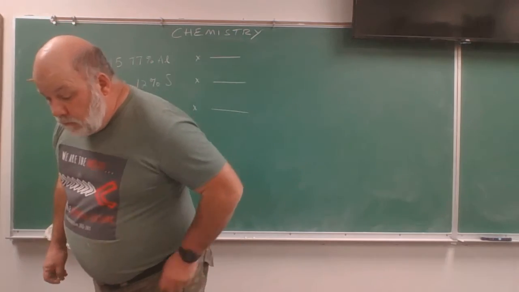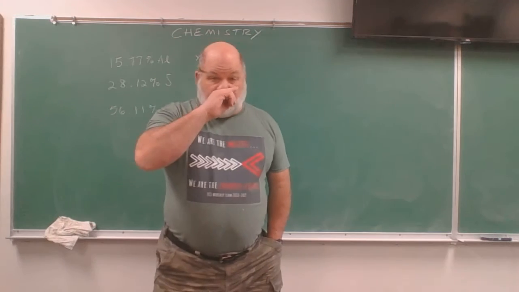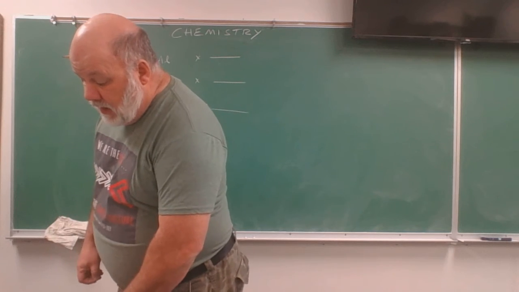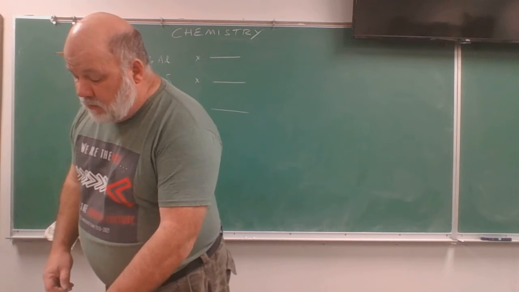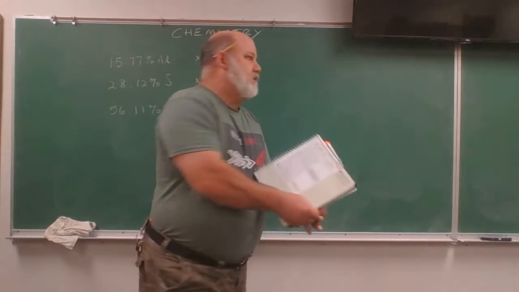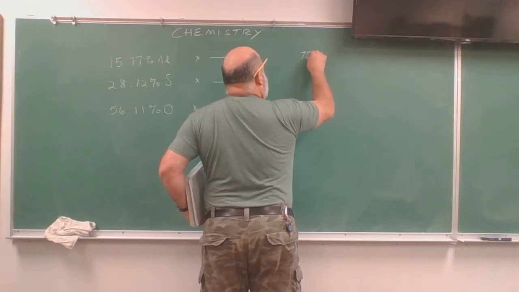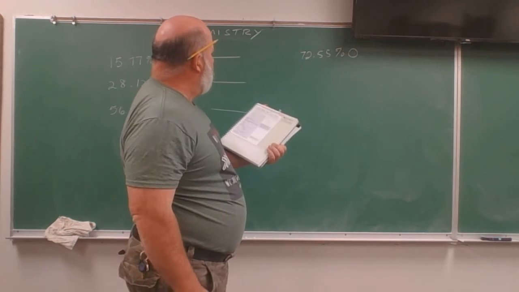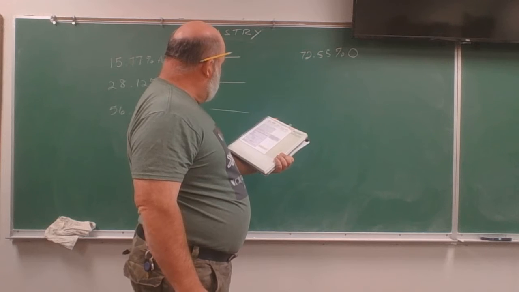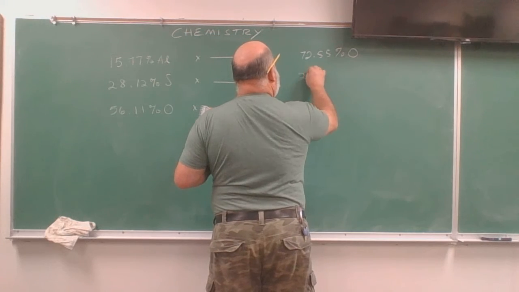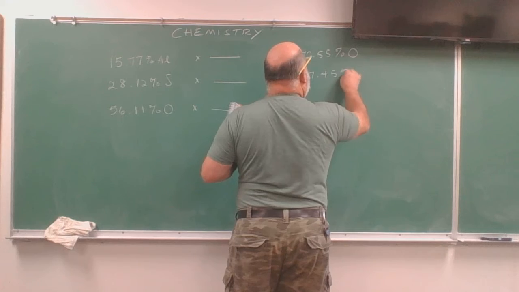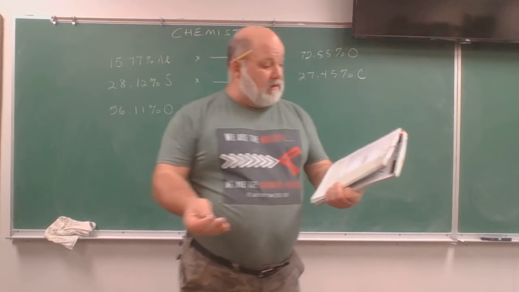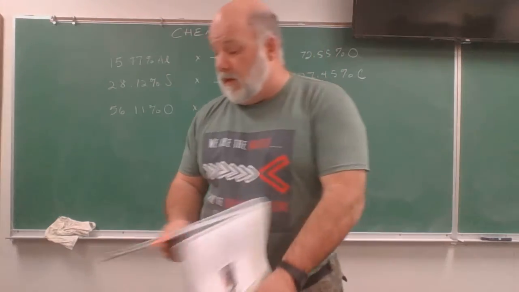example 9.8 on page 233. And it says, a laboratory analysis of an unknown gas has shown that the gas is 72.55% oxygen. And whatever the rest is, that's going to be 27.45% carbon. And they ask, and this is by mass, what is the empirical formula of that compound?